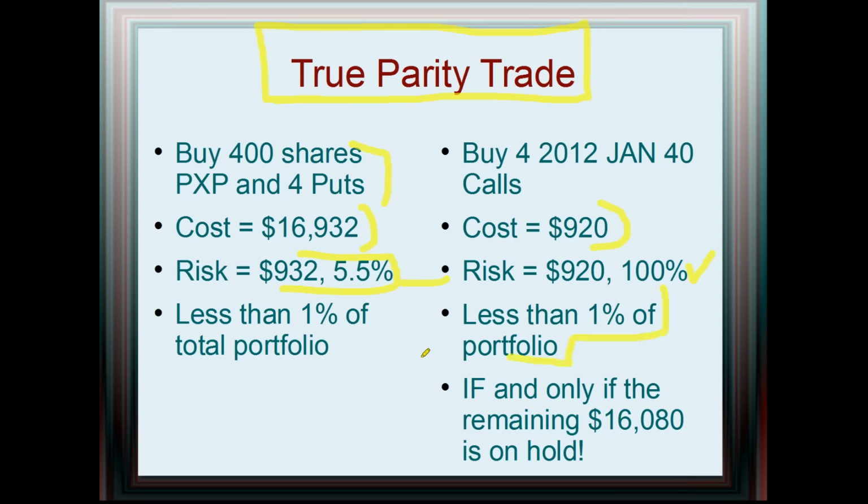Now, the only way that these are even close to true parity trades at this point is if you take that remaining $16,080 or $17,000 of free capital you had and you leave it on hold in your account, or in an interest-bearing account as well.